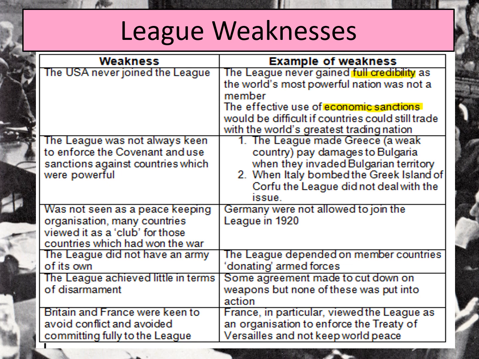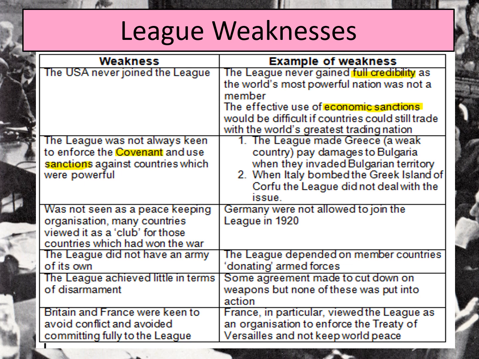The League also didn't always want to enforce the Covenant rules. They didn't always want to use their sanctions. And of course, what that did was that again undermined the League, and it made it look as if it was letting some countries get away with things. So the League made Greece, a weak country, pay damages to Bulgaria when they invaded Bulgarian territory. Well, that looked okay because the Greeks were in the wrong.